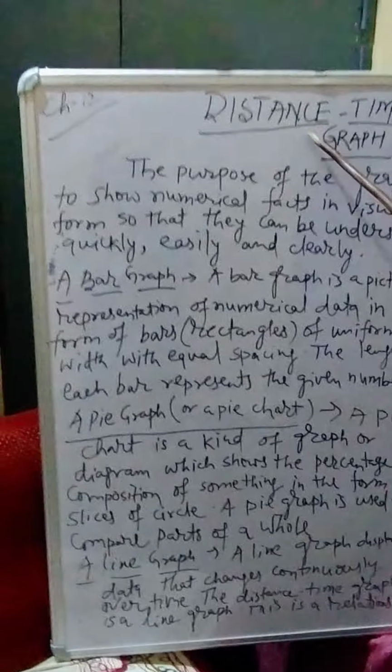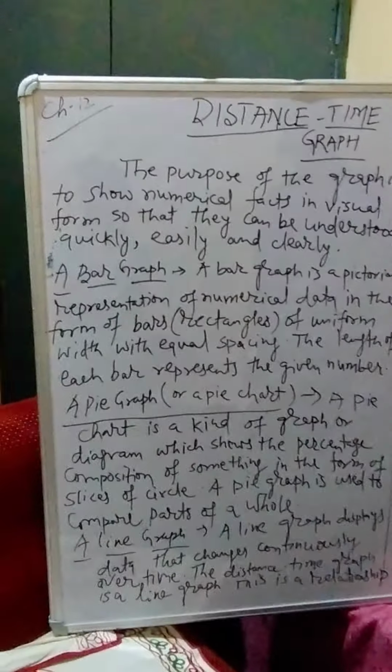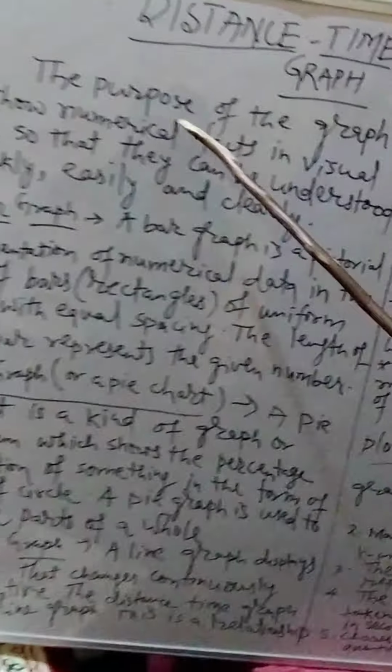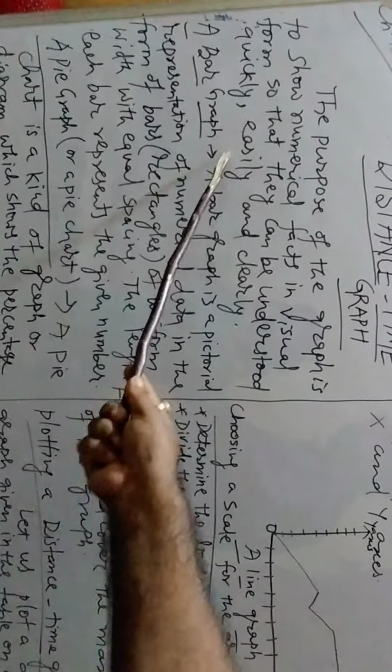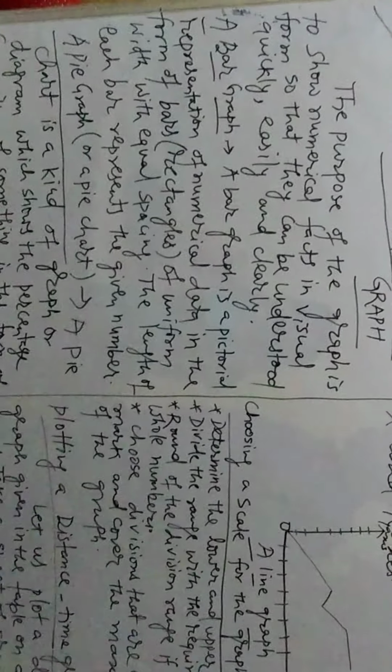Chapter number 12. In this video we will talk about the distance time graph. The purpose of a graph is to show numerical facts in visual form so that they can be understood quickly, easily and clearly.